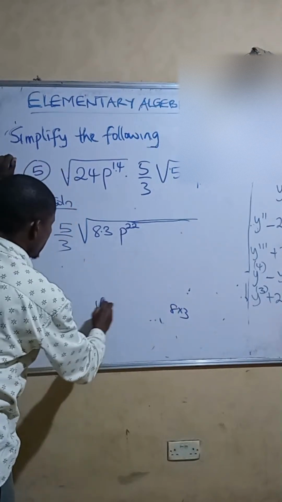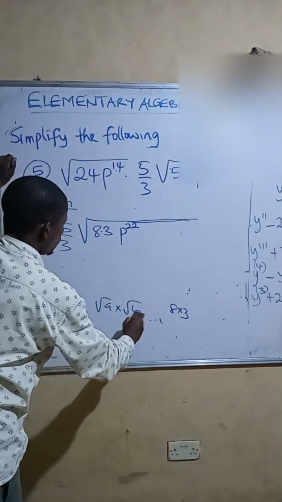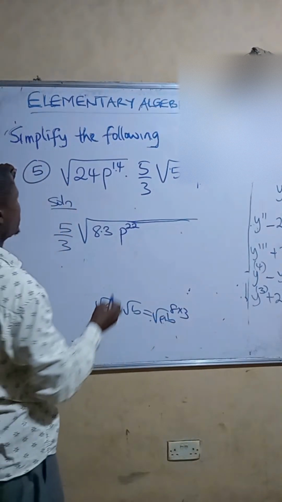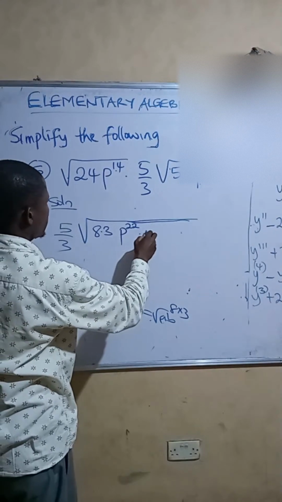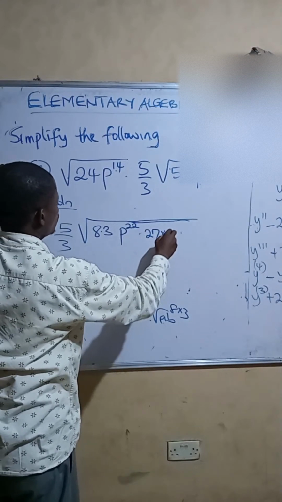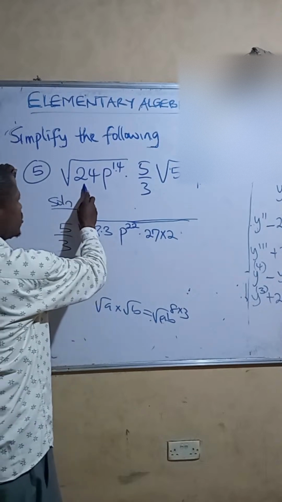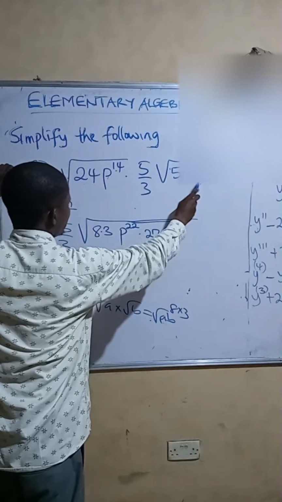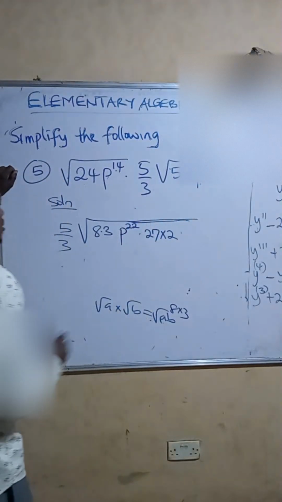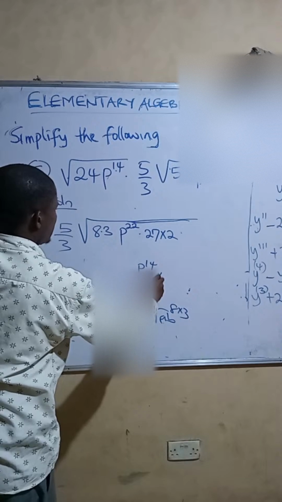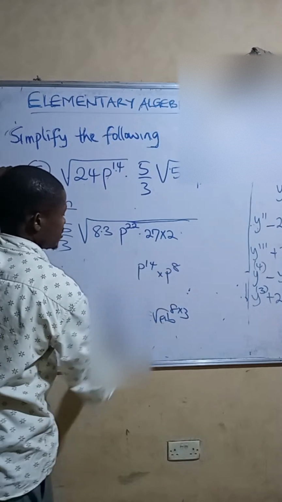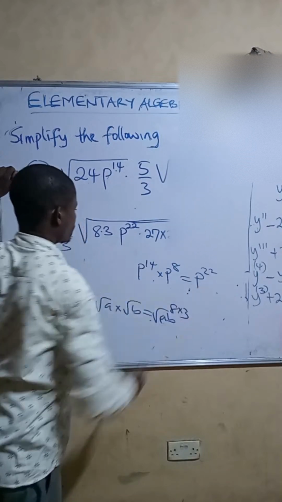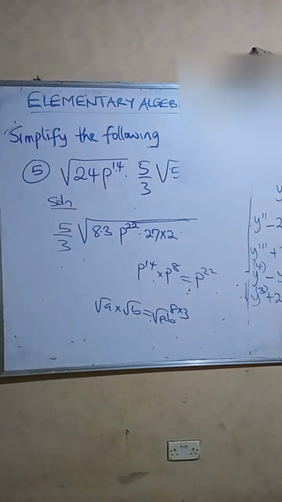Don't forget root A times root B will give you what? Root AB. Okay. Then times 54. 54 is 27 times 2. So this one is done. P^14 times P^8 is also done. Apply your indices. Same base, you are multiplying. That will be P^22.